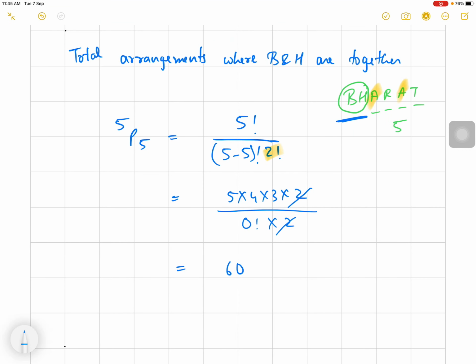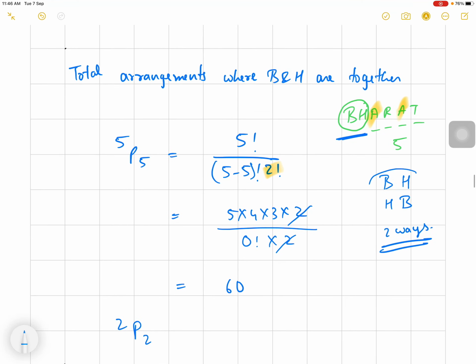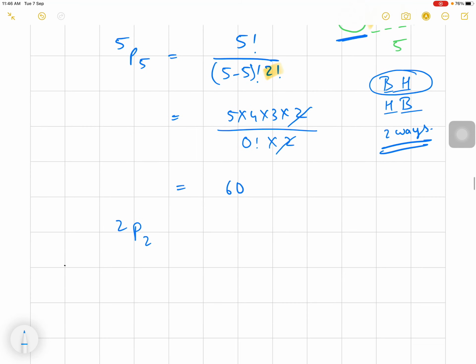But now B and H. When I say B and H, it can be written either as BH or as HB. So again there are 2 ways. So we can say 2P2, which is 2 factorial divided by 2 minus 2 factorial. Here no letters are repeated, it is B and H, so which is 2 ways.